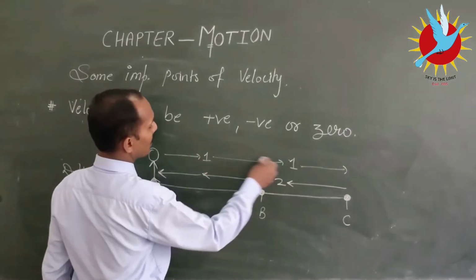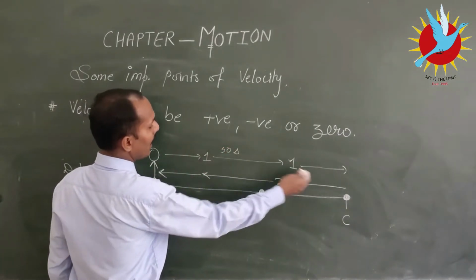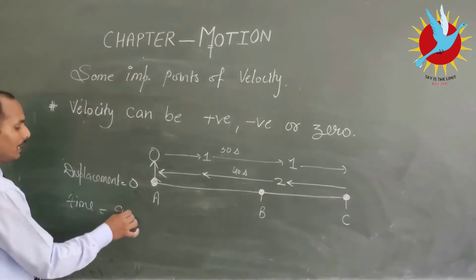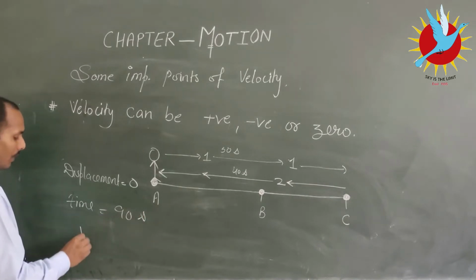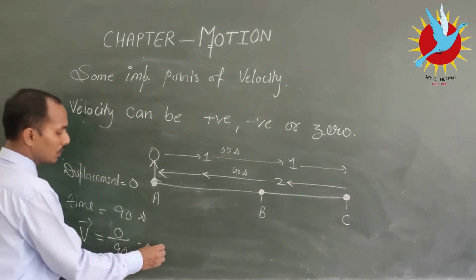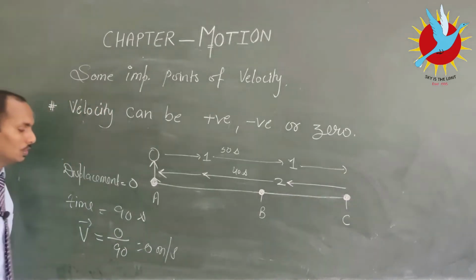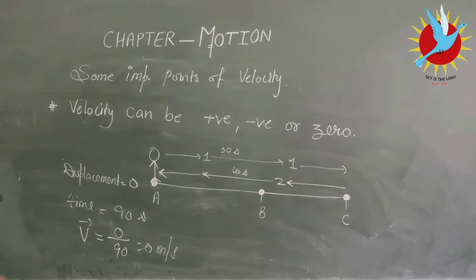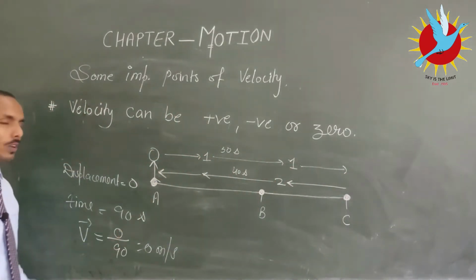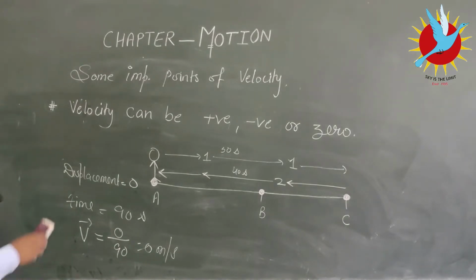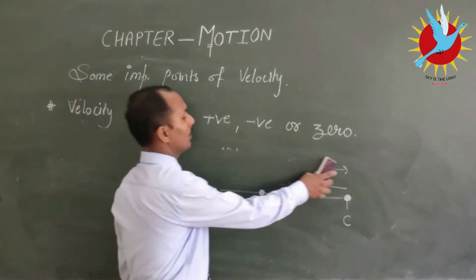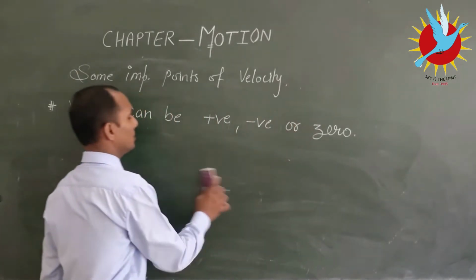Suppose initially it takes 50 seconds and after that it takes 40 seconds, so the total time is 90 seconds. Then velocity is displacement upon time, which is 0 meter per second. So its velocity becomes 0 when displacement is 0. In this way there are three cases: velocity may be positive, velocity may be negative, or velocity may be 0.